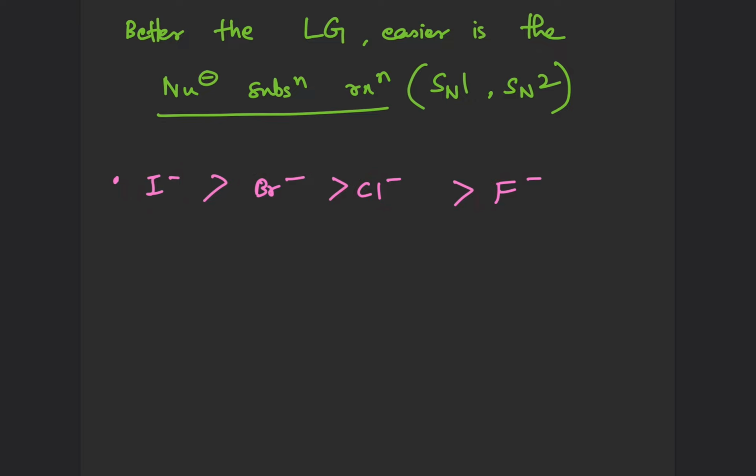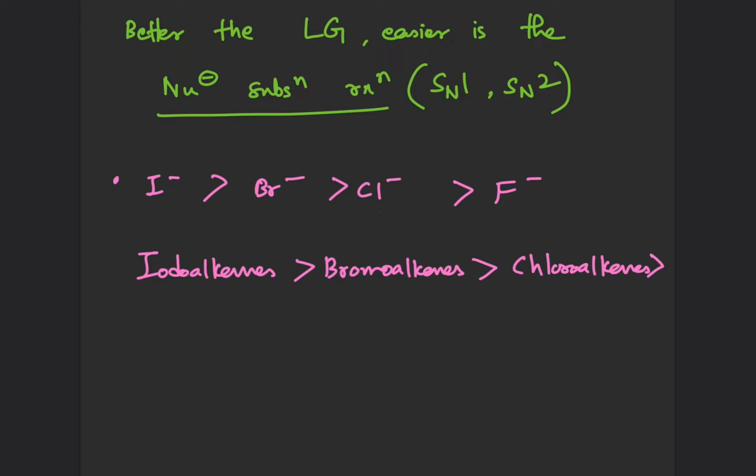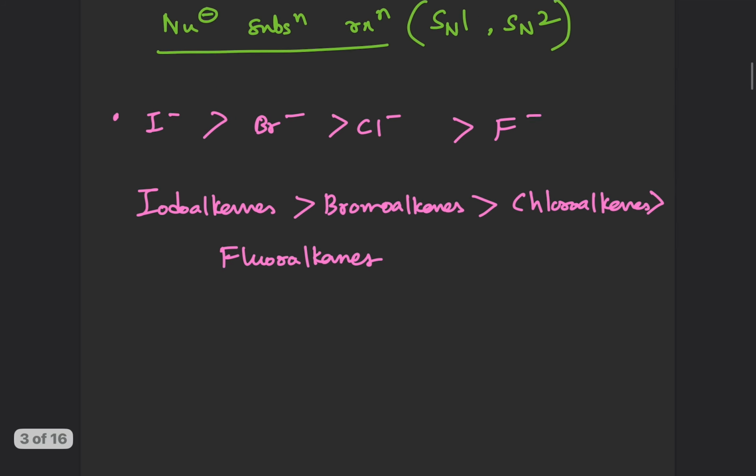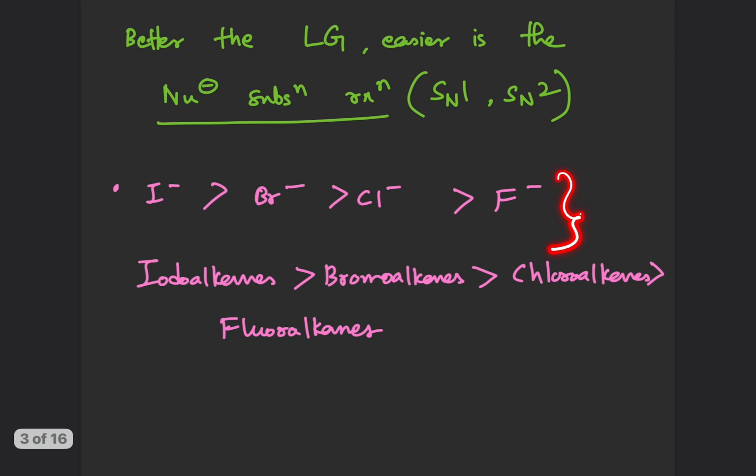Because of this, iodoalkanes are more reactive than bromoalkanes, then chloroalkanes, then fluoroalkanes towards nucleophilic substitution reaction. Okay, so we will see the reason behind this. Why is this the case? Why is this the order?